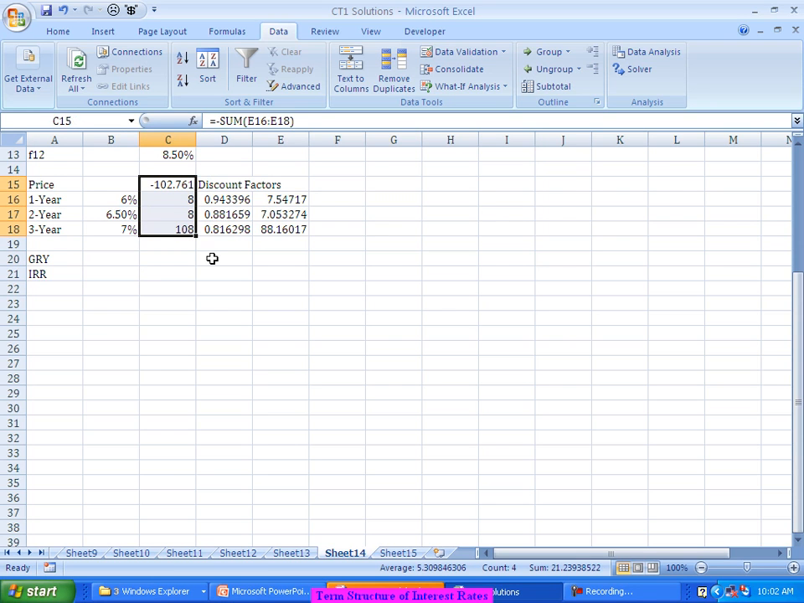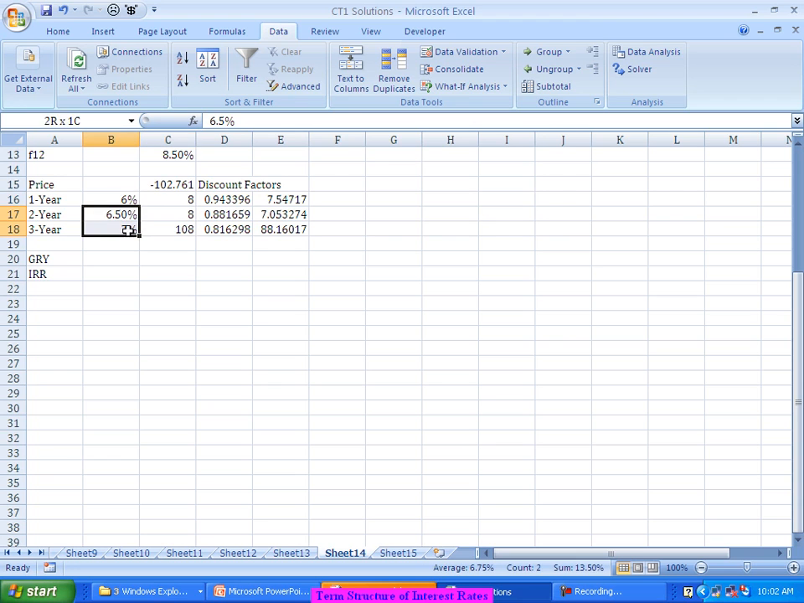And how do I use this price information to arrive at the gross redemption yield? I'll find out what specific annual rate of return. Let's say you are taking 6%, 7%. What specific annual rate of return do you have to take if this minus 102 should come out? You are investing 102 today and you have to get these kind of cash flows.